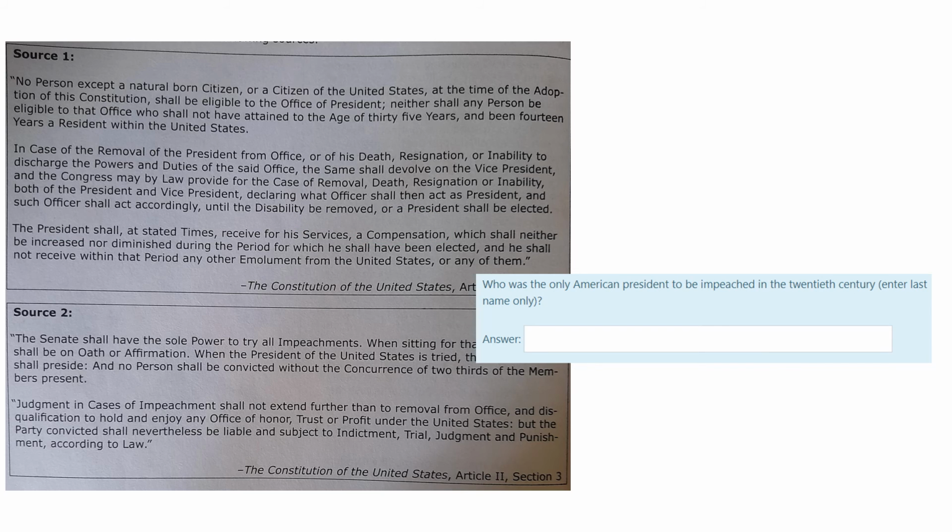Who was the only American president to be impeached in the 20th century? Okay, this is a knowledge question. You probably didn't get this one correct. Now, Johnson was impeached after the Civil War, but that was the 19th century. Nixon was going to be impeached, but he resigned first. And then his successor, Gerald Ford, gave him a full pardon, a full forgiveness. The only president that got impeached was Bill Clinton.